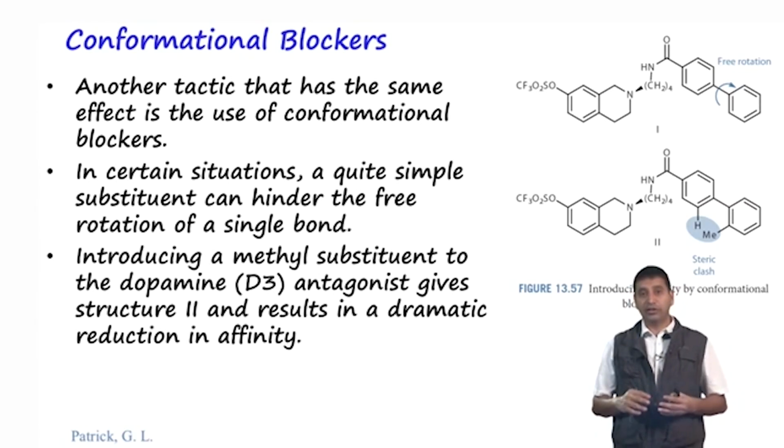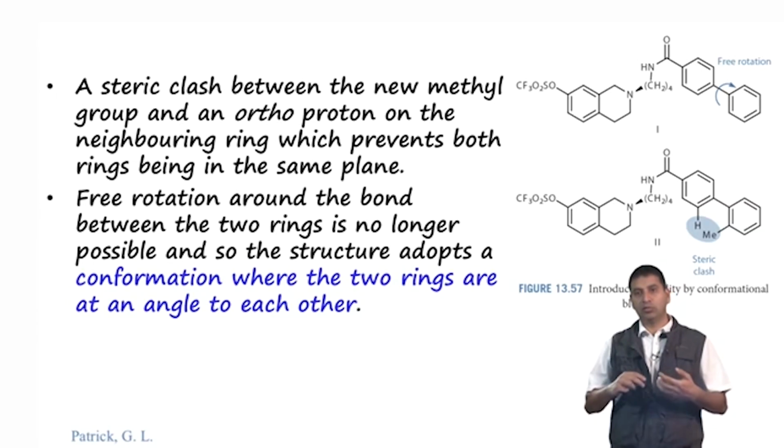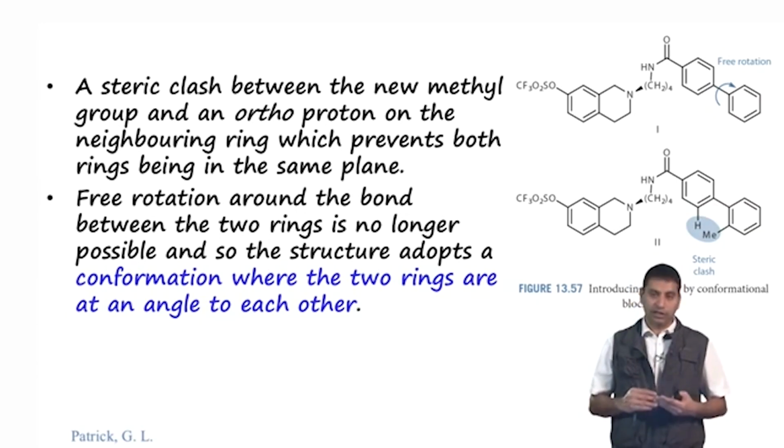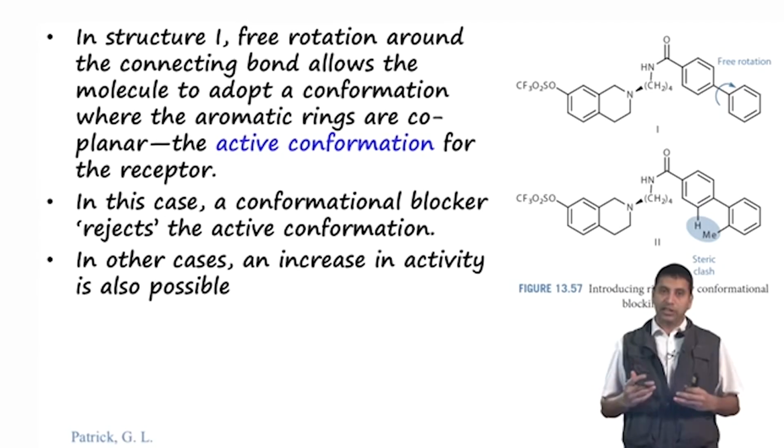Introducing this methyl substituent to the dopamine antagonist gives the structure a reduced affinity towards the original receptor. A steric clash between the new methyl group and the ortho proton prevents the rings from being in the same plane, and therefore, the ring is not able to adopt a conformation where the two rings are planar. So, they are always going to be at an angle with each other. In this case, the conformational blocker actually rejects the active conformation, but it is also possible that in other cases such a modification can increase the activity.